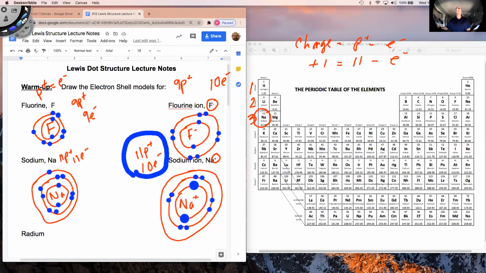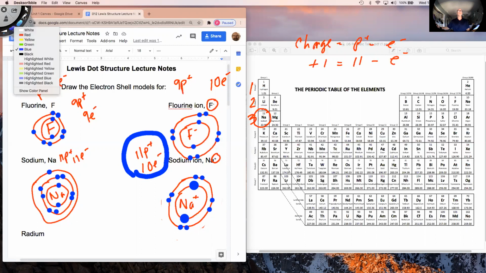So what does that mean? Well, if there's no electron in a shell, we just get rid of that shell. So we'll just get rid of this shell here, and this would be the drawing for our sodium ion.